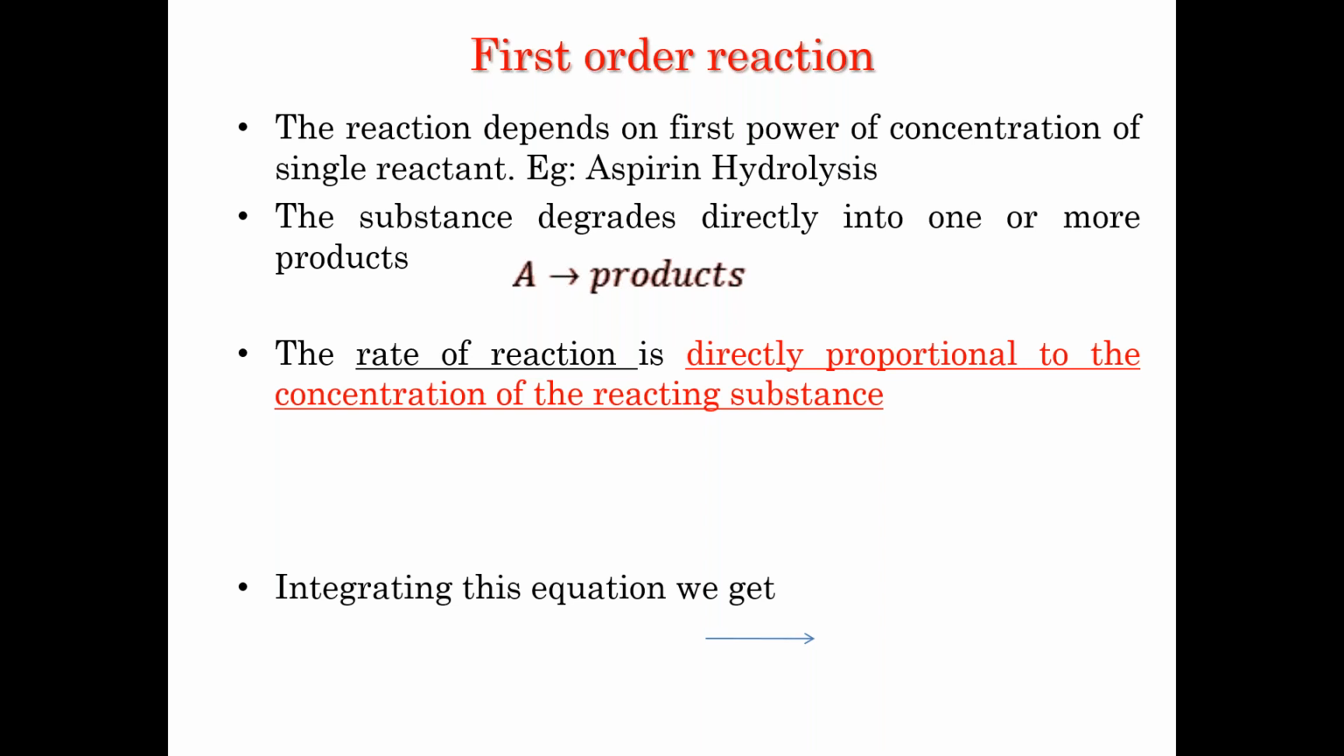First order reaction is nothing but it depends on the first power of the concentration of the single reactant. I'm talking with respect to the exponent, so a single exponent. In other words, the rate of reaction is directly proportional to the concentration of the reacting substance. Why is it first power? It is the first reactant, and it is a single reactant because we are not considering another reactant, if at all it is there. For example, aspirin hydrolysis happens in the presence of moisture, water molecule, right?